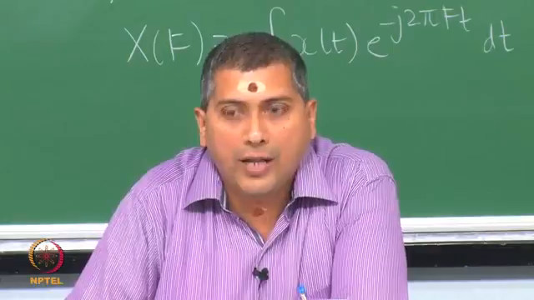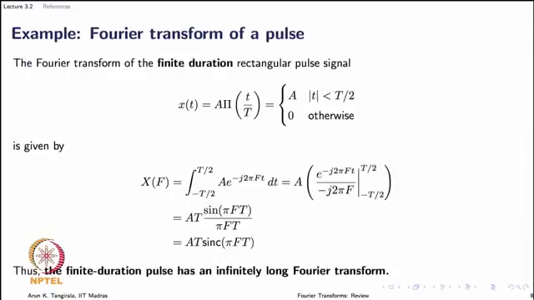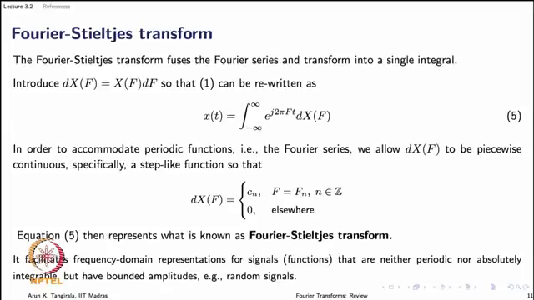When x of t is periodic, I will have dX of f behave like a piecewise continuous function, that is specifically a step like function, all right. And the expression here for dX of f shows the step like behavior that we want, so that it also represents a Fourier series. How does it represent a Fourier series? Well, plug in this dX of f into this equation 5, then the integral is not defined everywhere, it is only defined at specific points. Therefore, we replace this integral with a summation.